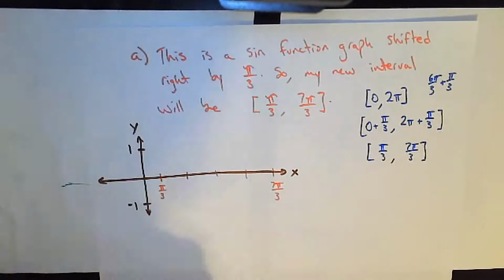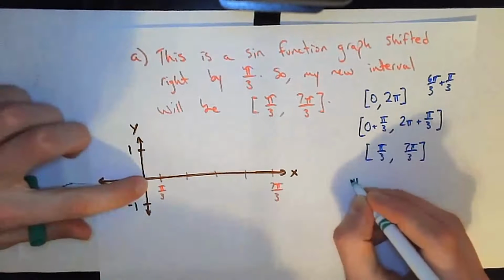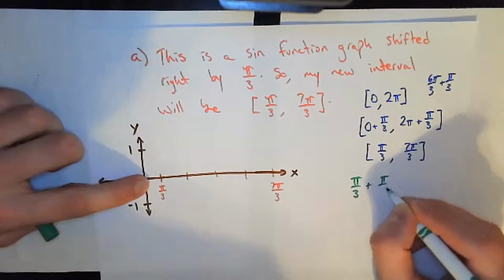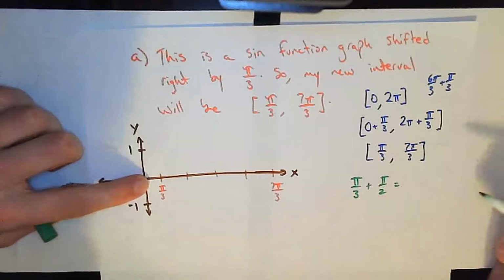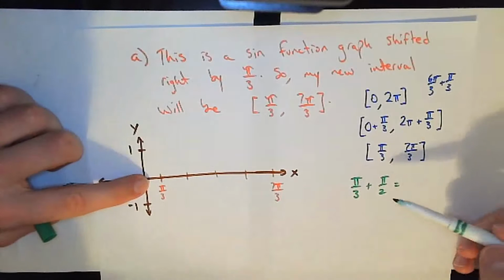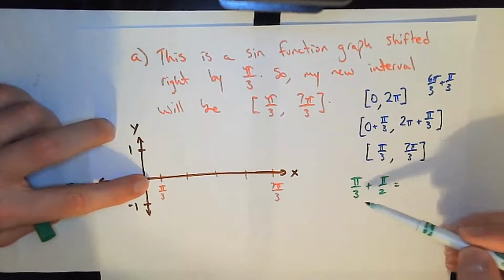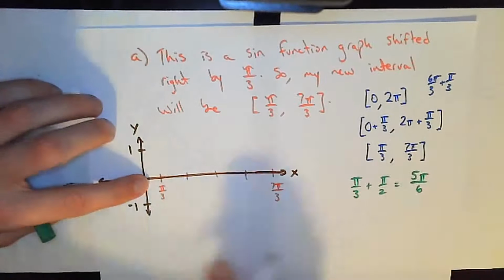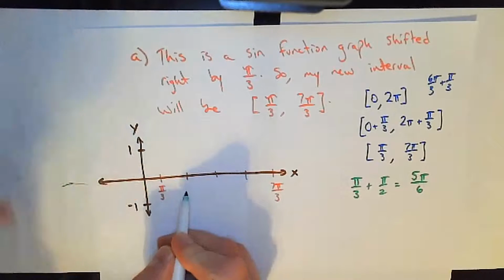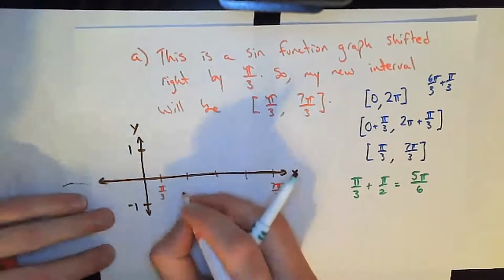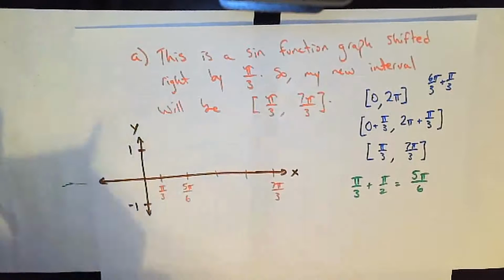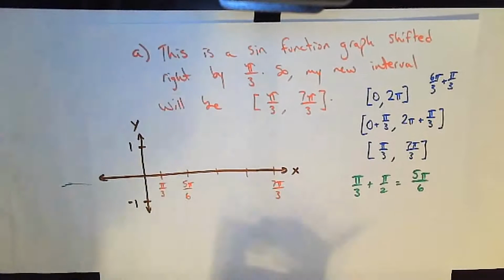So what I'm going to do to find each of these is I'm going to take pi on 3, my starting point, and I'm going to add pi on 2 to it. Okay, so that'll be 2 pi on 6 plus 3 pi on 6. That's giving me 5 pi on 6. That's going to be this point. Potentially a fair bit of side work coming just to get these points labeled here.